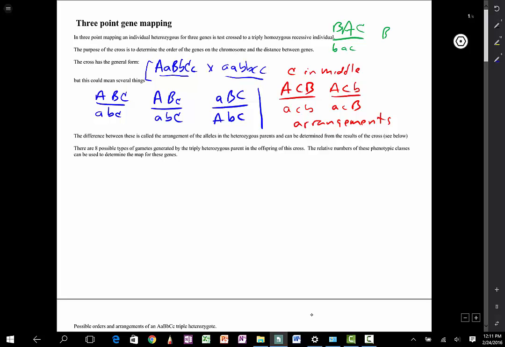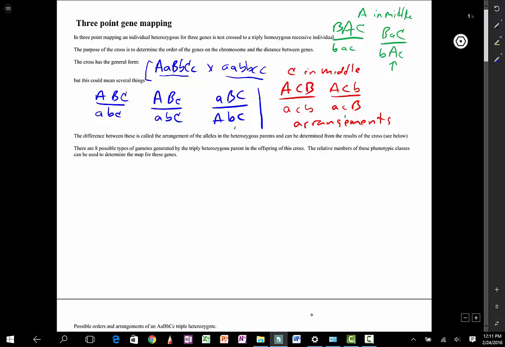So we could have A in the middle, B on one side, C on the other. Or maybe, we could have something like this. So A's in the middle. And when I use these letters and say A's in the middle, I mean the gene A is in the middle. I don't necessarily mean the big letter A is in the middle. I mean it is, but we're just talking about the A gene. So A's in the middle, C's in the middle, B's in the middle.